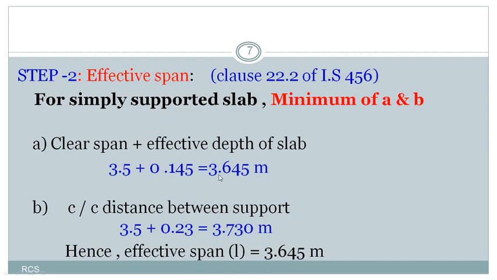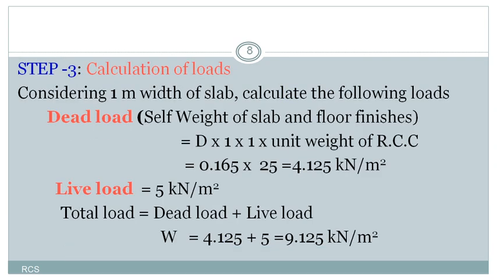The minimum of this, 3.645 and 3.730, is 3.645 meters, which we will consider as the effective span. Then, after obtaining the effective span, we have to calculate the total load, or what loads are acting on the particular slab.